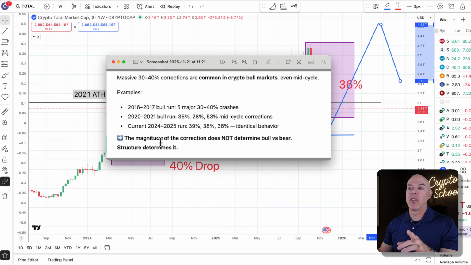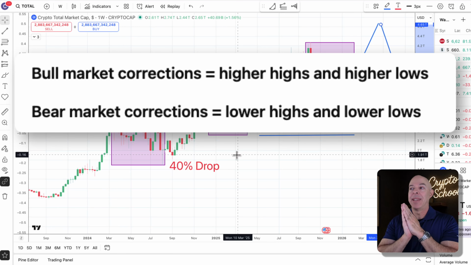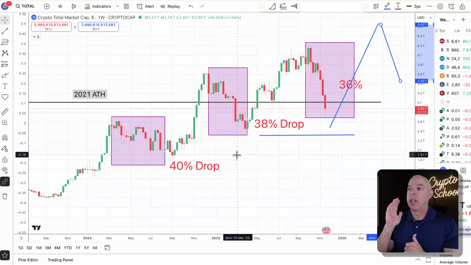So see here, the magnitude of the correction does not determine bull versus bear. The structure determines it. So that is what I wanted to explain. Very simple. It's the rule. You want to just see, are we going to continue with higher highs and higher lows? If that structure continues, then we're still in a bull market. If the structure breaks down, then we're in a bear market. Doesn't mean things can't turn at any time and go the opposite direction. But until you see the structure break down, we haven't broken the bull market structure as of yet.